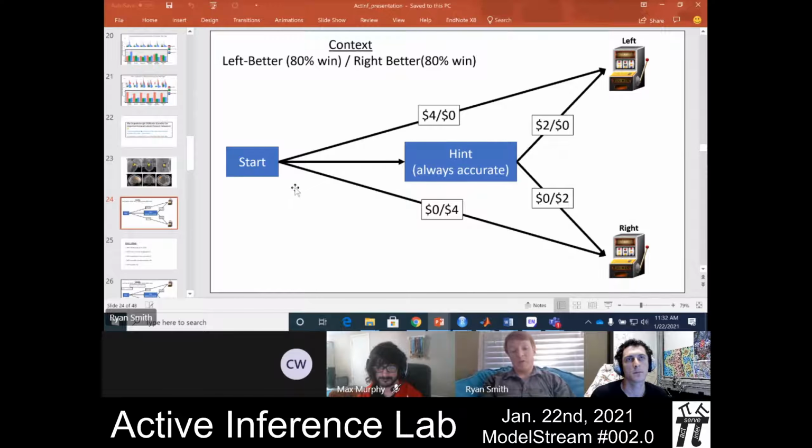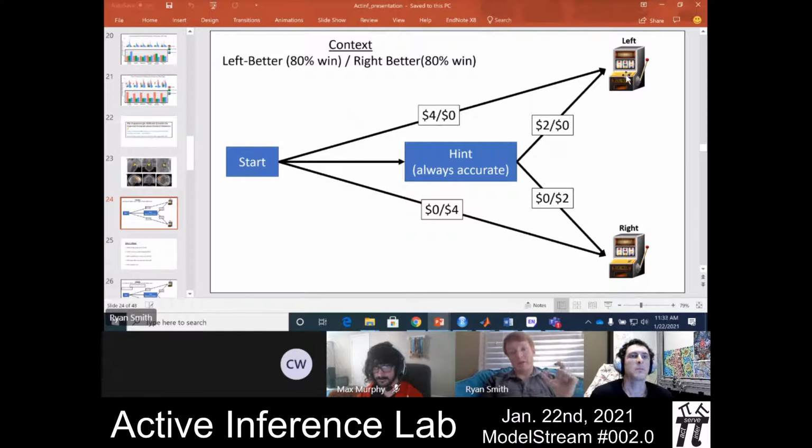And so here, what we're doing is we have a task where the agent starts in a start state, and they can either directly choose the left slot machine or the right slot machine. And if they do that, they can either win $4 or $0, depending on which machine is better, the left one or the right one. But they don't know ahead of time which one's better.